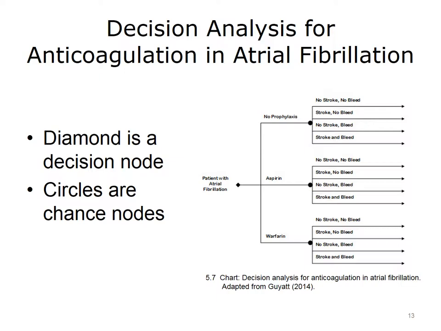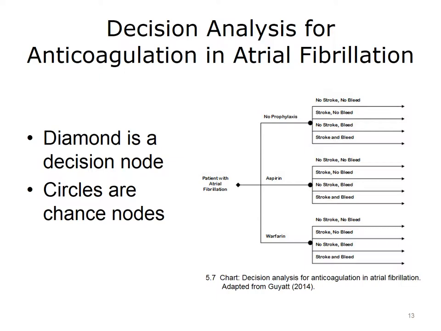There are basically three options for a patient with atrial fibrillation in whom we want to prevent a stroke. We can do nothing, give no prophylaxis, we can use aspirin, which is a mild blood thinner, or we can administer warfarin, also known as Coumadin, which is a much more potent blood thinner. For each of these options, we have two possibilities. The patient can either have a stroke or not have a stroke, and any one of these options will potentially lead to adverse bleeding. Because we have two possible options, we have four permutations: no stroke with no bleed, a stroke with no bleed, no stroke with bleeding, and a stroke with bleeding.